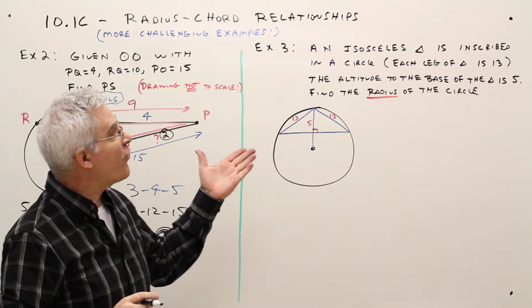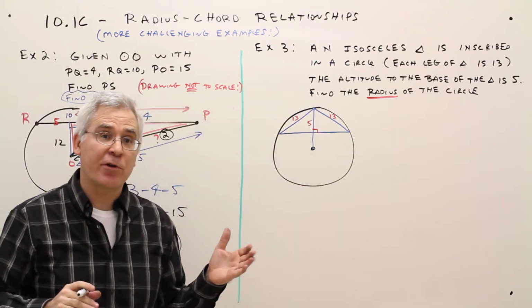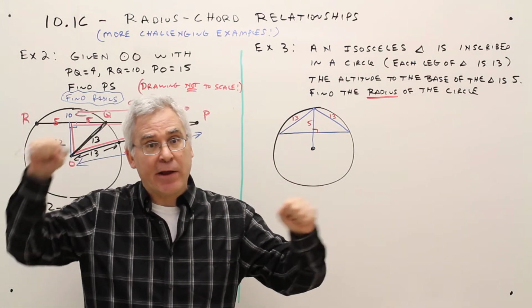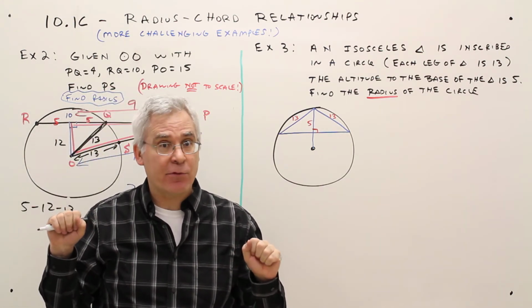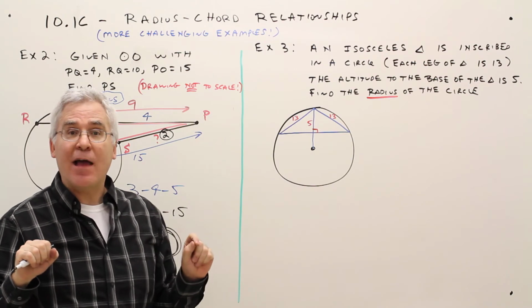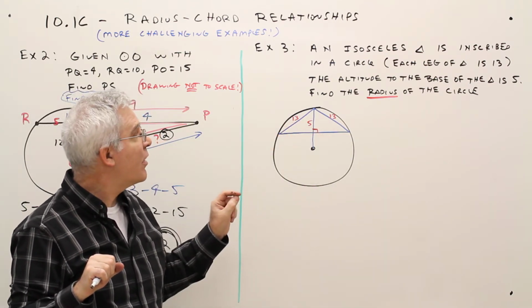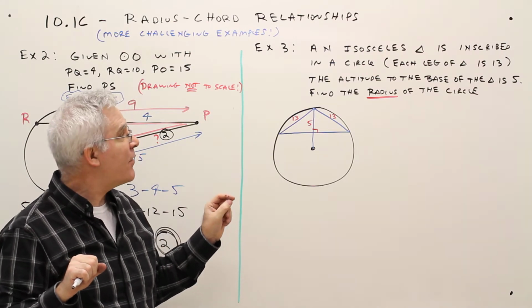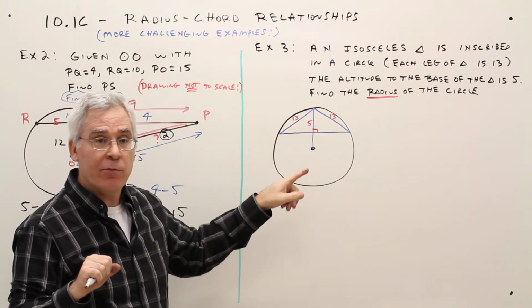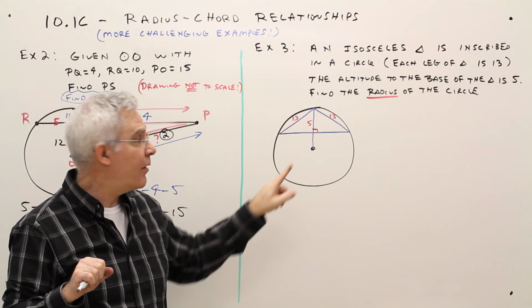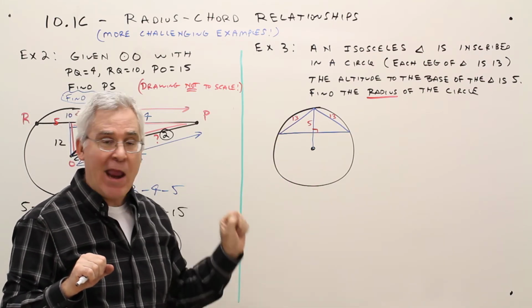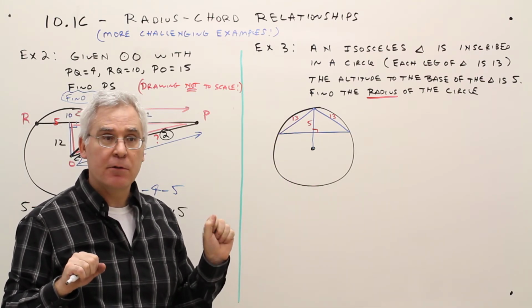An isosceles triangle is inscribed in a circle. That means each vertex point lies on the circle. Each leg of the isosceles triangle is 13. I've drawn that as such. The altitude to the base of the triangle is 5. Remember, altitudes are perpendicular. Find the radius of the circle.